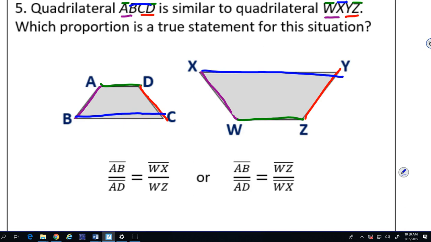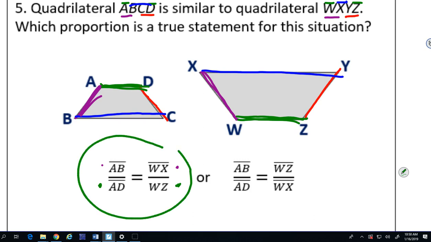The first one. Okay, let's check it. AB is to AD. So AB, right here, and I'm just using my colors, is to AD. So let's see if they match up. As WX, which is purple, is to WZ. You see how the colors match up with the corresponding sides? The colors are going to help you figure it out when you have shapes that have many sides like this one. So we're going to say that this one is correct, that that proportion is correct.